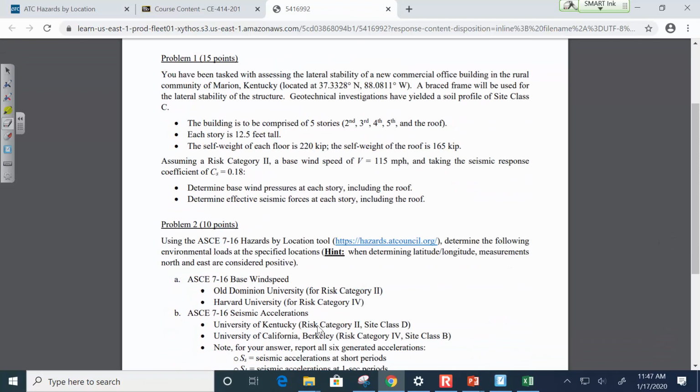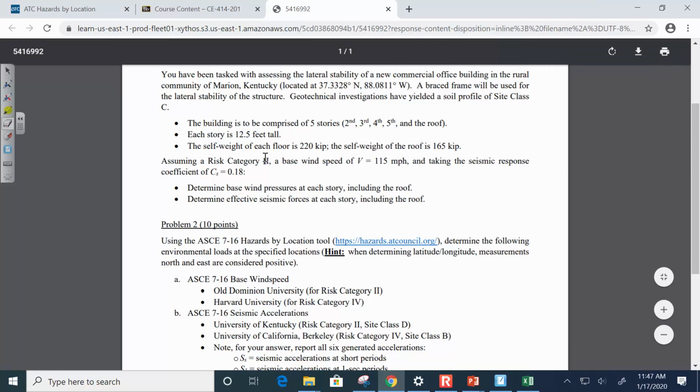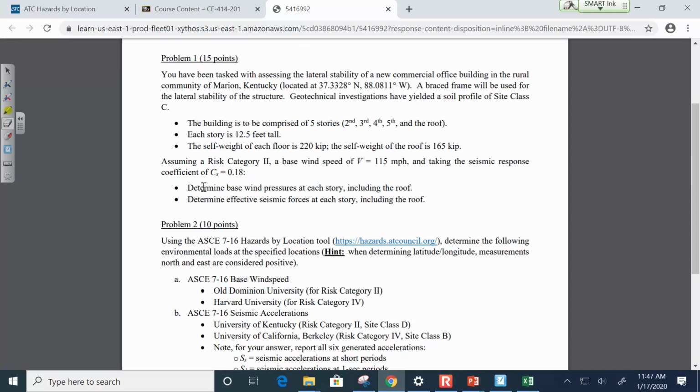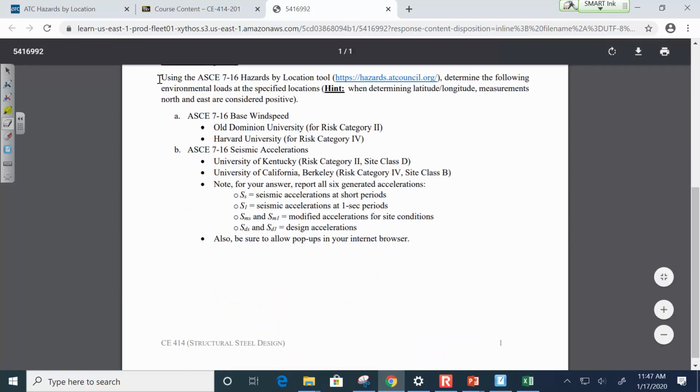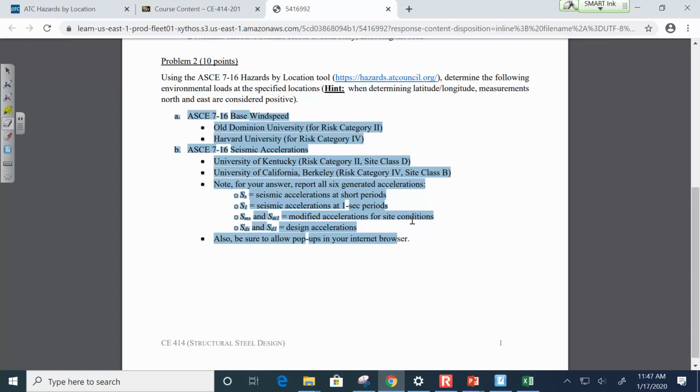I've given you a new commercial office building in Marion, Kentucky, and I just want you to do what I just did here with a risk category 2. We have a base wind speed of 115 miles per hour and a seismic response coefficient of 0.018. I just want you to determine the wind pressures and the effective seismic forces on each story. So basically akin to what we've been doing for the past week. And then for problem 2, I just want you to determine some of these wind speeds and locations using our hazard tools. So hopefully that's pretty straightforward.